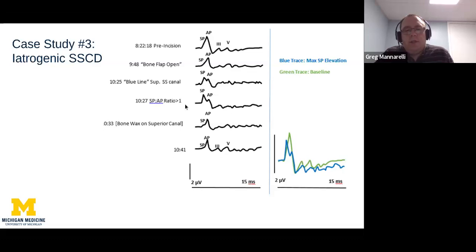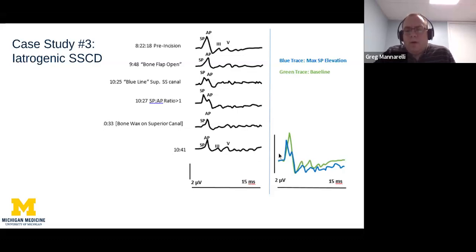So what the surgeon did was put some bone wax over the superior canal, and we saw it immediately normalize here. And then later in the case, it went basically back down to a normal level. So this is something we always keep our eye on when the surgeons are doing middle fossa approaches, just as a way to let them know. A lot of times they'll know themselves, but you can confirm that you haven't created an iatrogenic dehiscence during another case.